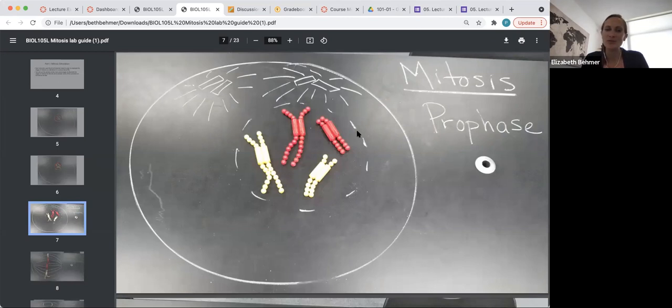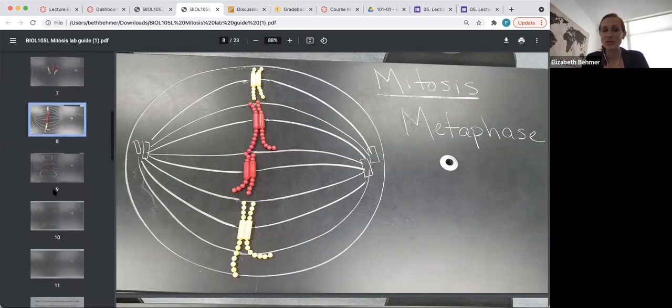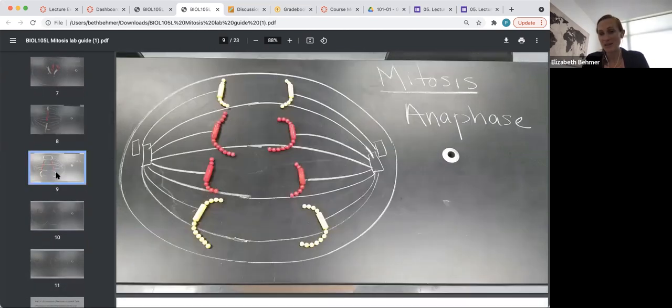So we have drawn on a desk in lab a cell itself with the DNA in the form of chromosomes within the nucleus, and the nuclear envelope is starting to dissolve in the prophase. In metaphase, we can see that the DNA is starting to line up on what we call the equatorial plane. The spindle fibers are attached to the DNA strands because eventually those DNA strands will get pulled apart in the anaphase stage.